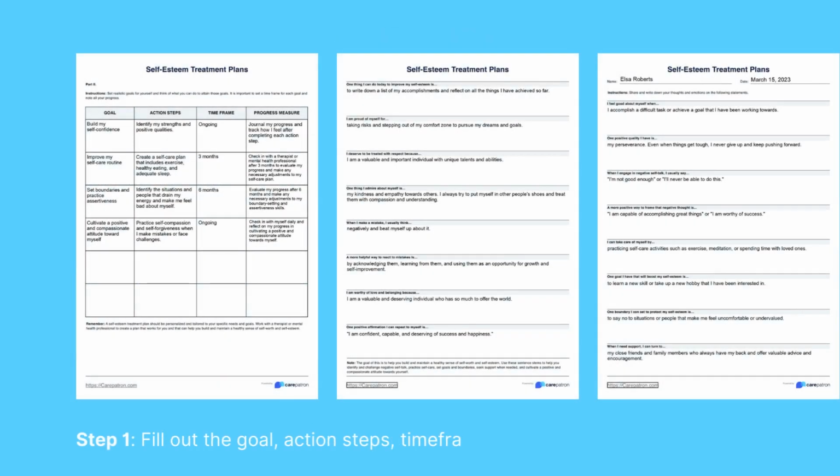To create realistic goals, start with page 1. Fill out specific goals, action steps, timeframes, and the process measures that will be used. The next step is to answer all the questions on all of the pages in about 1 to 3 sentences. Finally, you'll then need to store the document securely.